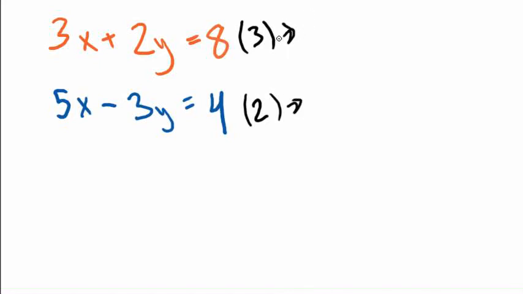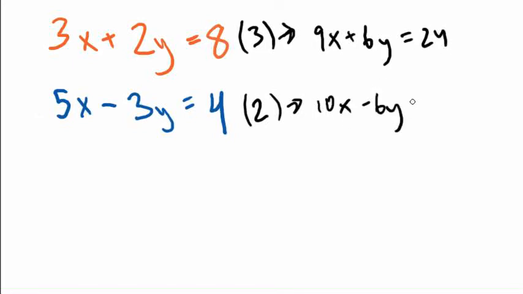That's an arrow. Alright, 9x plus 6y equals 24. 10x minus 6y equals 8. Alright, so yeah, this is set up very nicely.